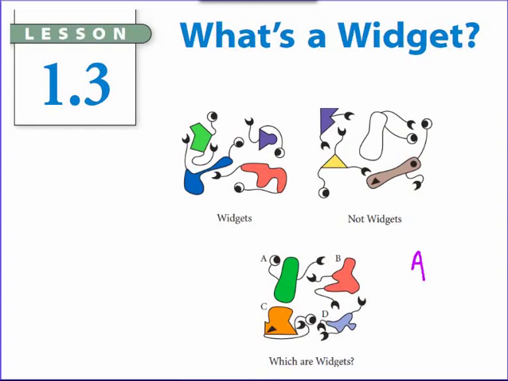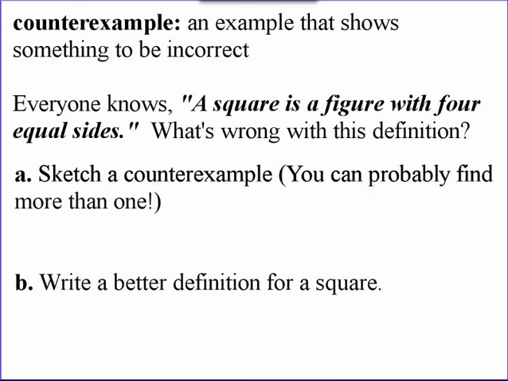That's weird. So what we're going to do is talk about good definitions today and how important it is that you are very clear and concise when you define something. And so a counterexample is an example that shows something to be incorrect. So basically, a counterexample is when you're trying to prove something is wrong.